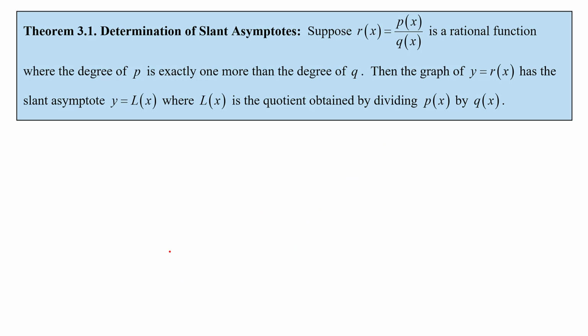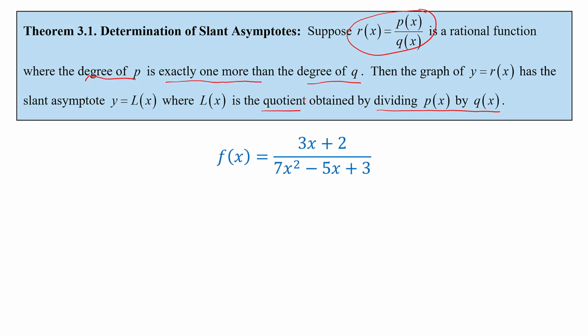To determine if we have a slant asymptote, we have a rational function r of x equals p of x over q of x. If the degree of p is exactly one more than the degree of q, then we do have a slant asymptote. And the way that we would find that slant asymptote is to divide p of x by q of x and find the quotient. And we'll do that in just a minute here. First, let's look at some functions.